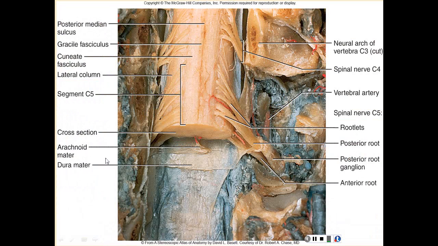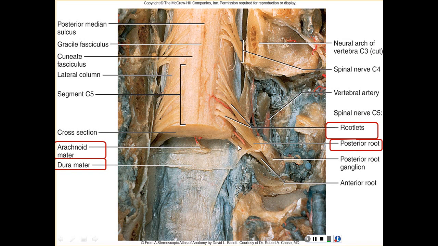There's another view. I thought this was pretty neat, where you see your arachnoid mater, which we talked about earlier on in this chapter. We have our dura mater. We have our rootlets. So we have 1, 2, 3, 4, 5, 6 rootlets. You see the blood vessels. I think this is so neat. You can see the blood vessels in here supplying the spinal nerve.